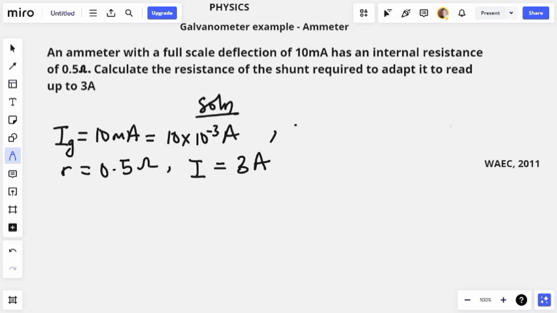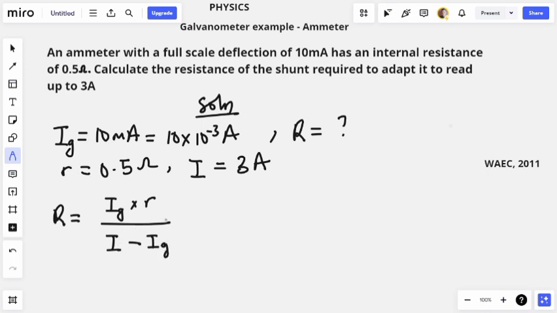Calculate the resistance, that's the shunt. That means the resistance connected in parallel to the galvanometer. So what is the value of such a resistor that we're going to connect in parallel for our ammeter to be able to read up to 3 amps? So I could just write out the formula here: R will be equal to the galvanometer current times its internal resistance divided by the ammeter reading minus the galvanometer current.